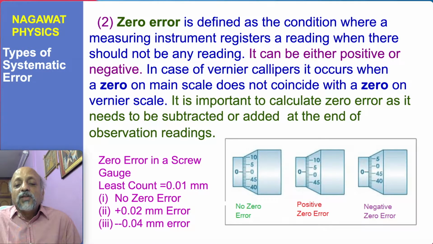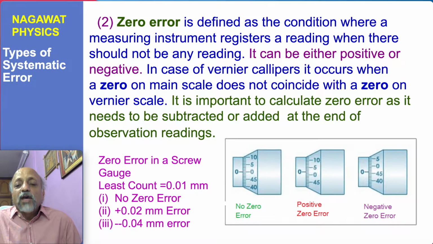In case of positive zero error, for achieving the correction, you have to subtract the positive zero error from the observed value. There can also be a negative error, because in the next diagram you are finding that the 0 is in alignment with the 44 and 46, and therefore 4 more circular division rotation for 4 subdivision would be required to make it 0, and it is a negative zero error.